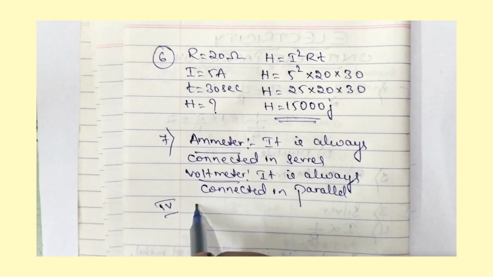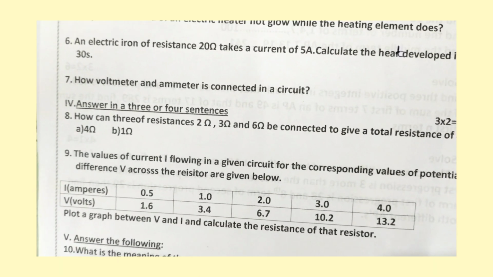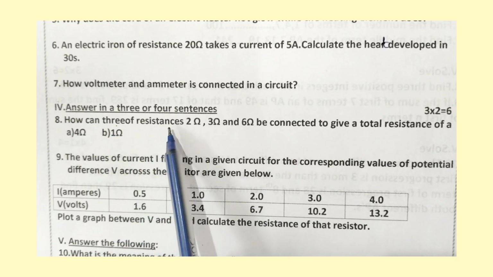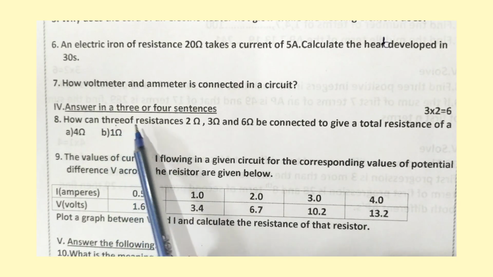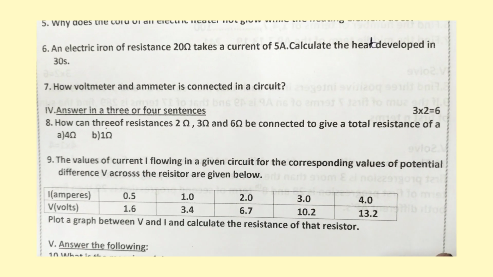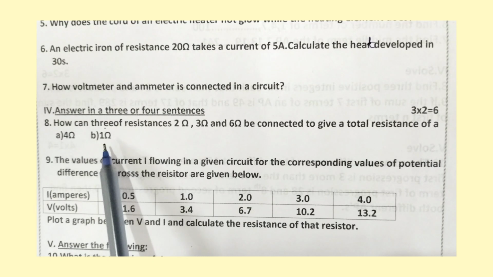Now let us move to question number 8. In question number 8 they have given: how can 3 resistors of 2 ohm, 3 ohm and 6 ohm be connected to give a total resistance of one is 4 ohm, another one is 1 ohm.